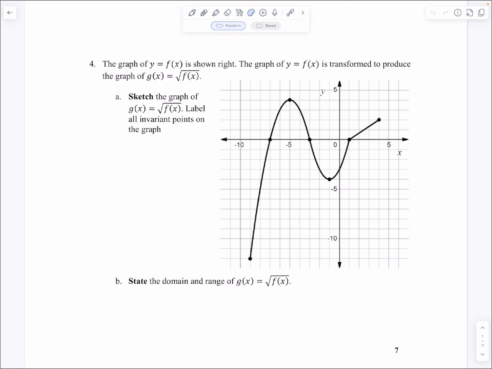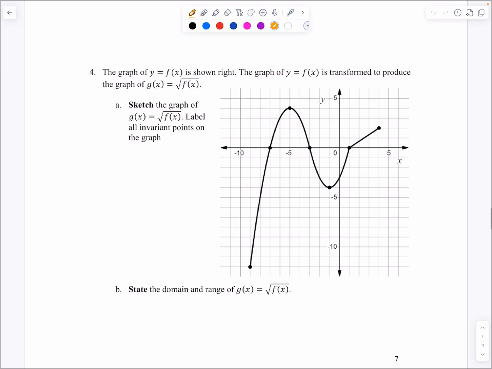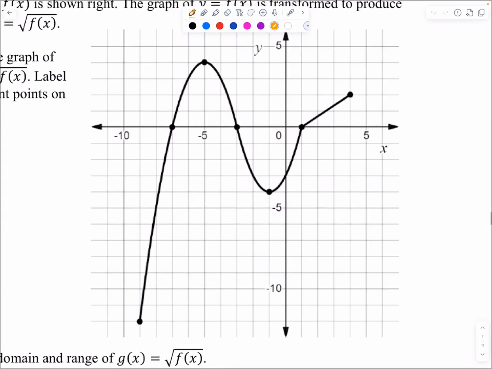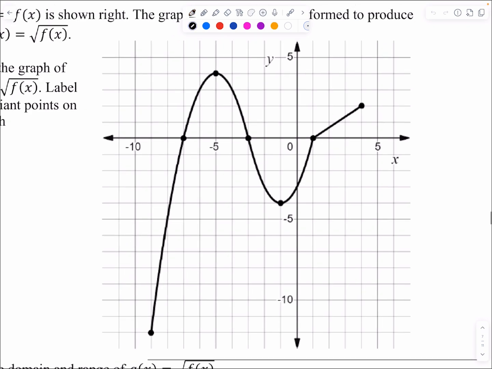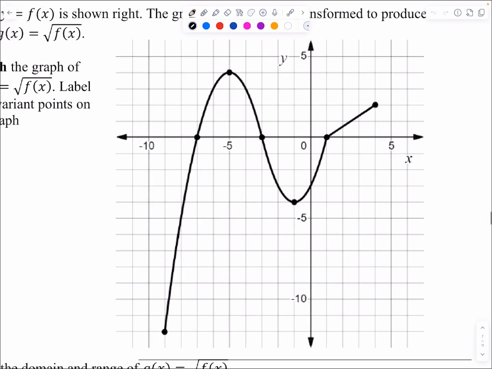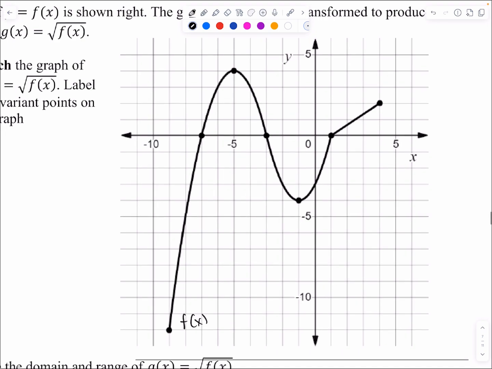Okay, so I went through a list of steps. Step one, let's take a look here. First of all, let's identify this. This is f of x. We're going to graph g of x, which is the square root of that.